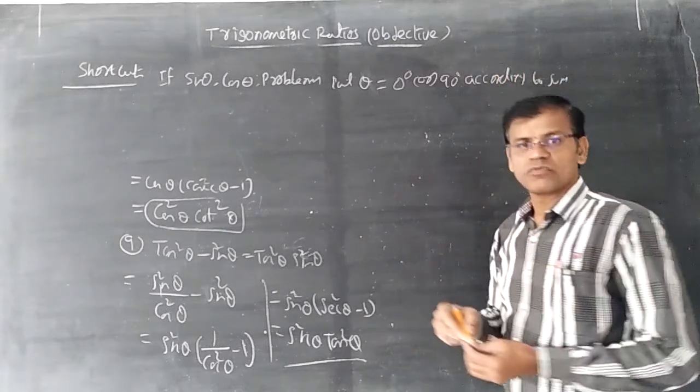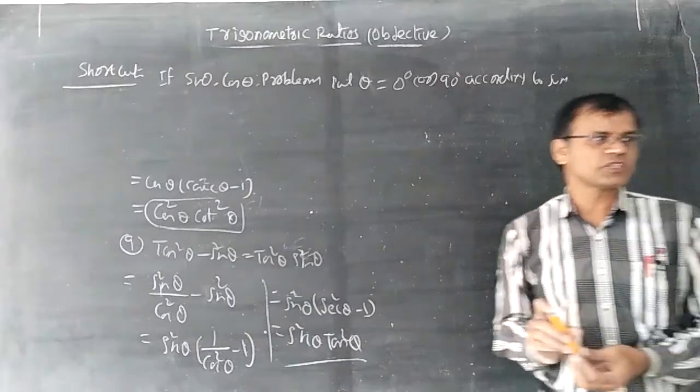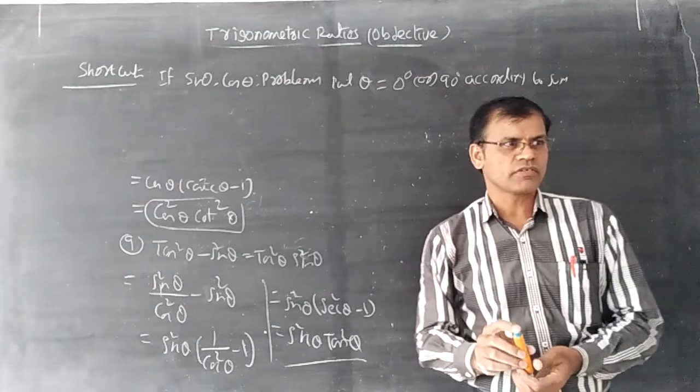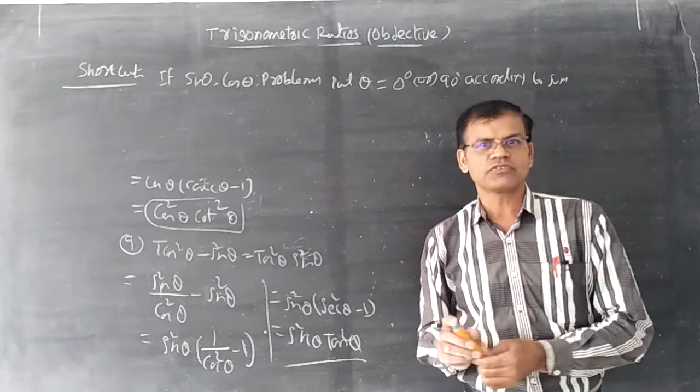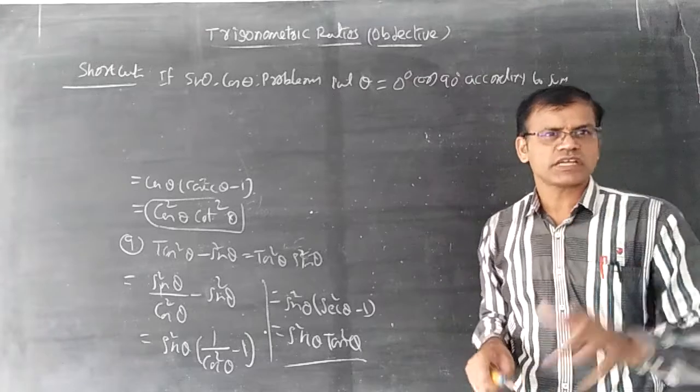According to the given sum, why? If 1 by cos theta is there, you should not apply 0 or 90, because 1 by 0 becomes 1 by infinity. Infinity should not be obtained. That is why, according to the sum, maximum 0 and 90 satisfy.